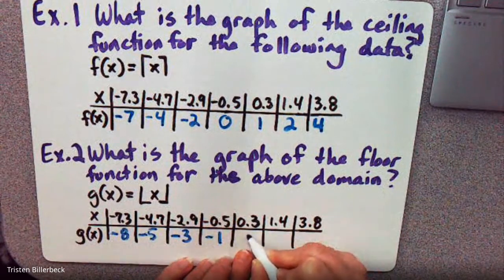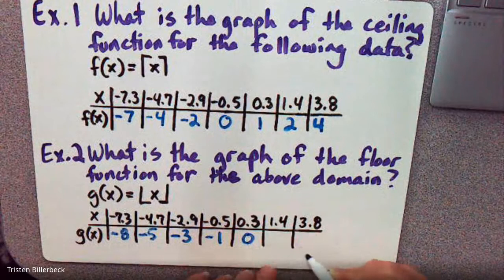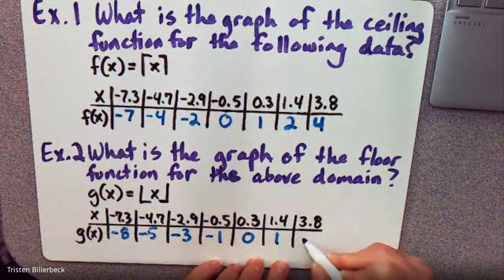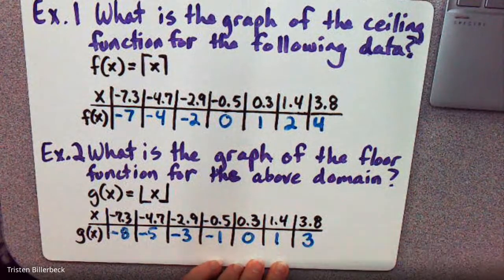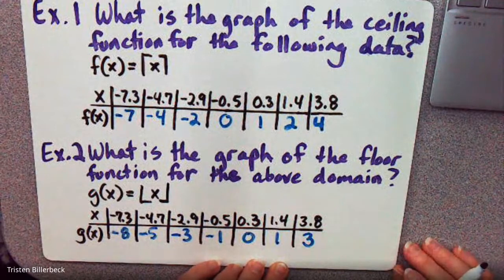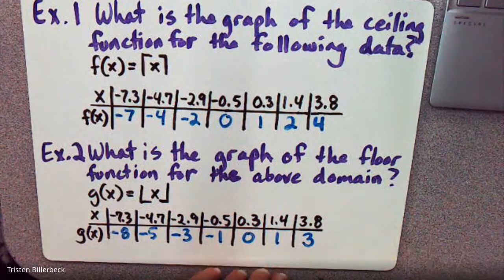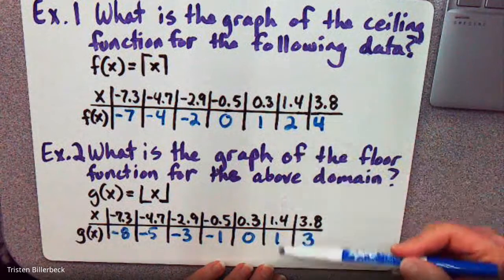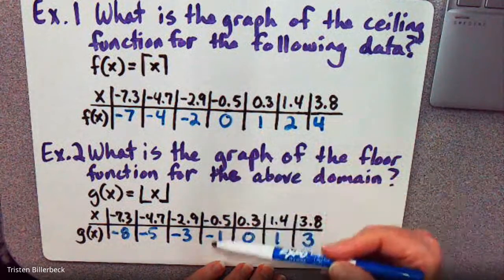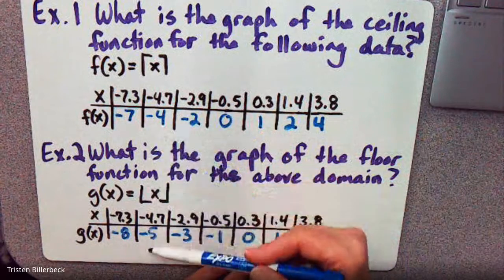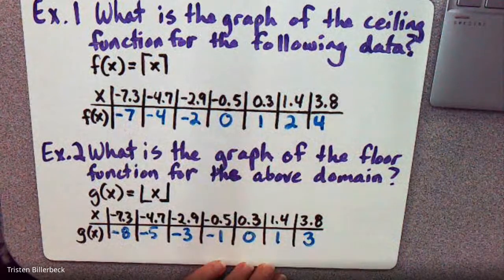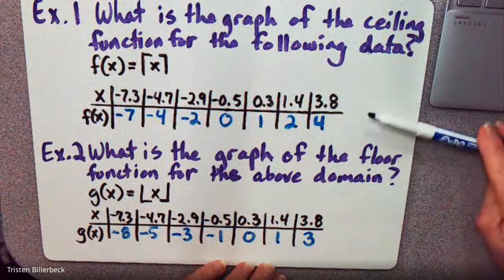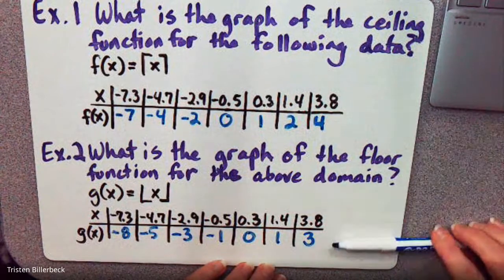This one, rounding it down, would be 0. This one would be 1, and this one would be 3. So when we round it down to the nearest integer, this is what it would look like. So we can see, oh hey, they're just one different. That's kind of interesting, the pattern between those data. If it's a ceiling function, it's just one more than the floor function.